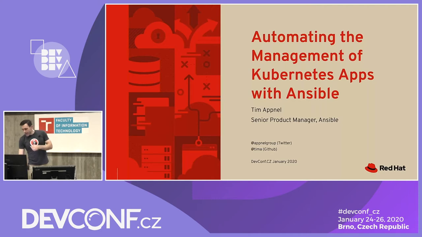So what I wanted to talk about today is how you can work with and manage Kubernetes applications with Ansible. A lot of people say, oh, Ansible, that's a configuration management tool for traditional IT. That's not cloud native. It's dead. It's irrelevant now in the Kubernetes world. And actually, I really think it is. And I'm going to show you some of the different ways that you can use Ansible today.